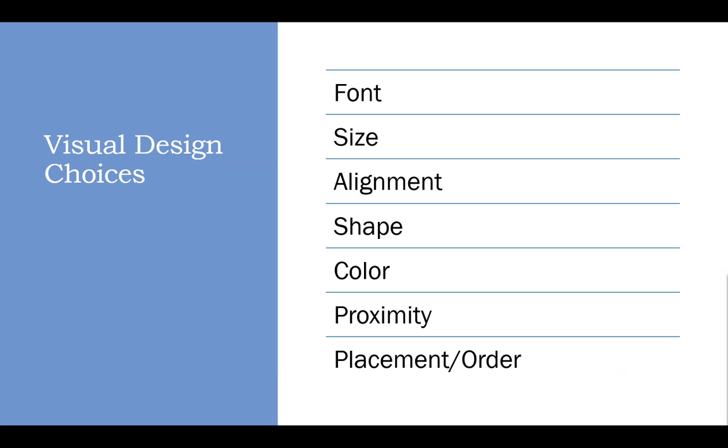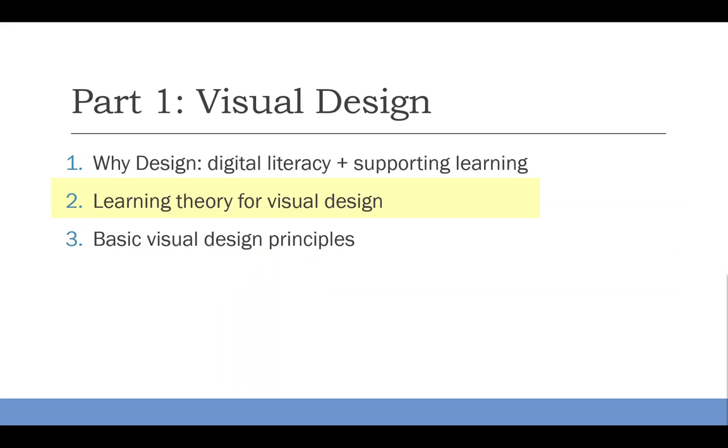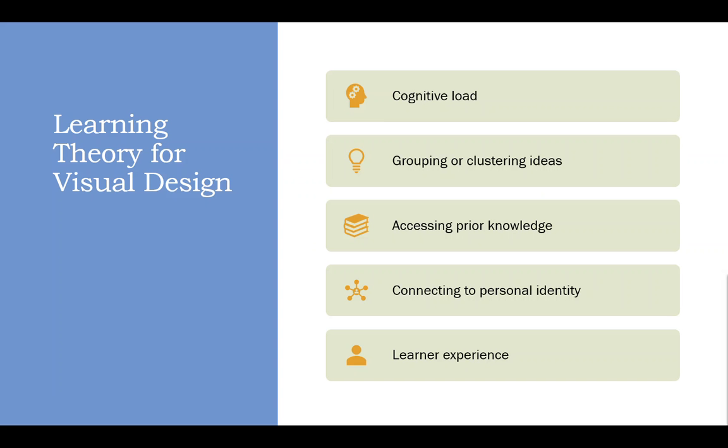These are all choices we make whenever we design some type of visual format, whether it be a website or a worksheet or anything like that. So I just wanted to briefly talk about some learning theory that can help us make these decisions, because if design is about making decisions, there should be a reason we're making certain decisions.